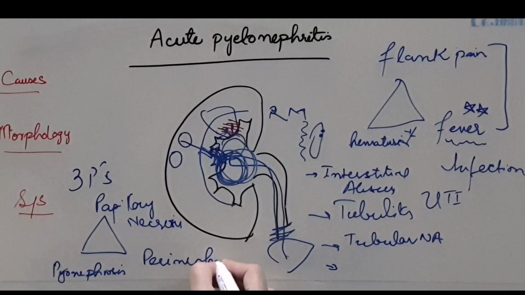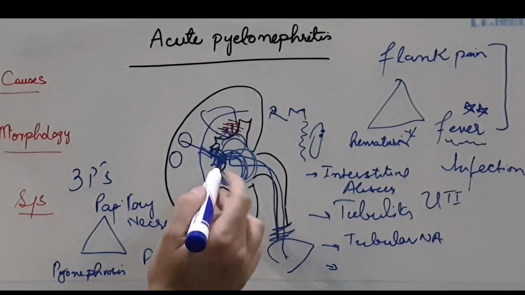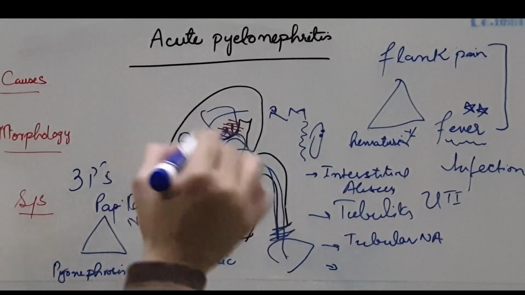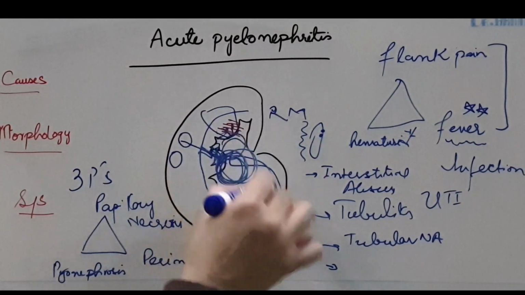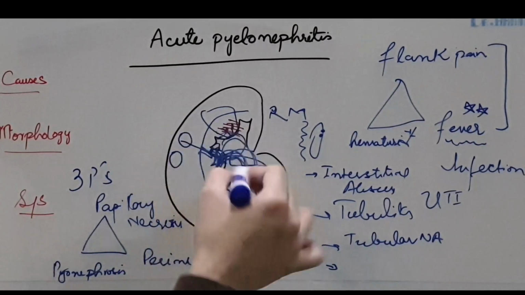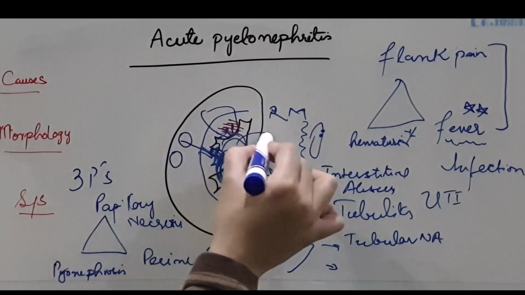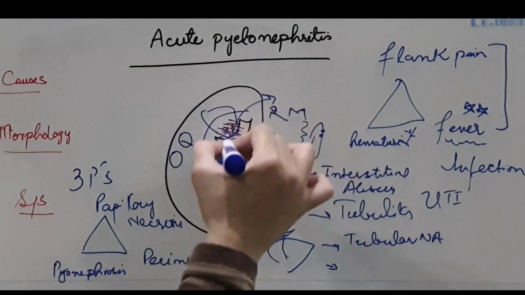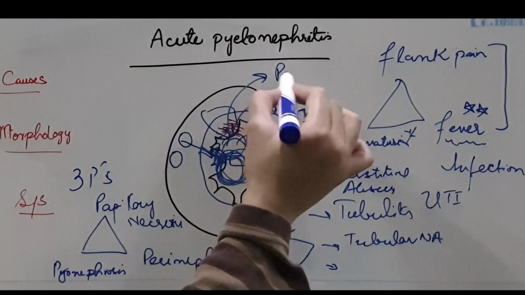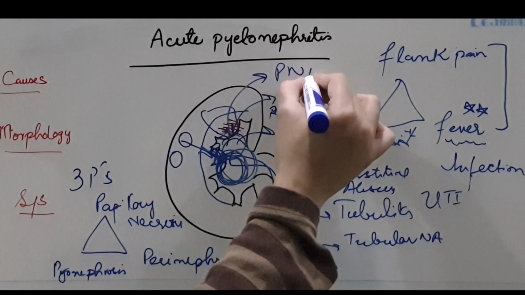What is perinephric abscess? This pus now has to go out of the kidney. It cannot go down. It has stayed here for a while and it is accumulating. So it will start sprinkling into the perinephric fat. So this is basically perinephric abscess formation.